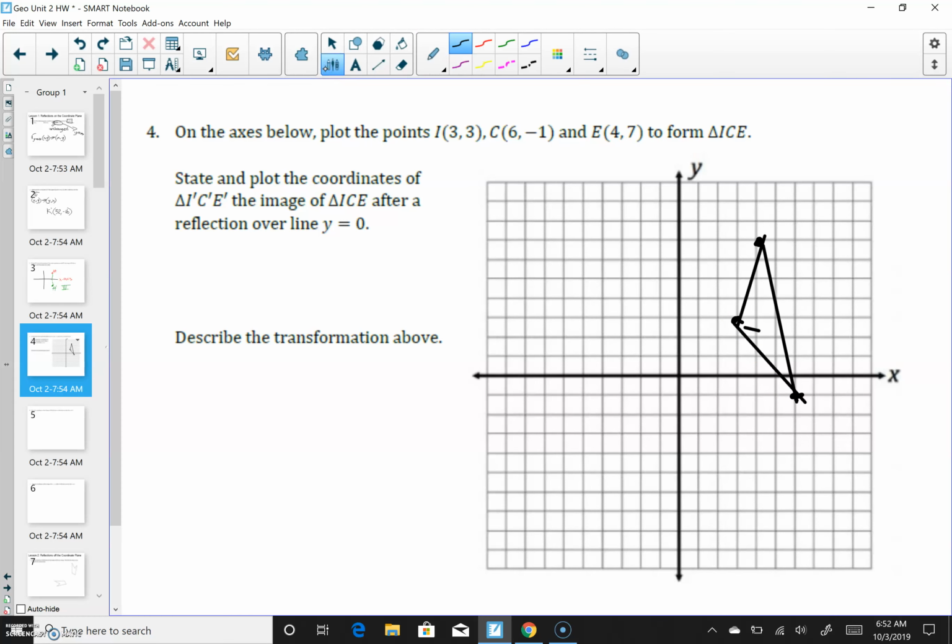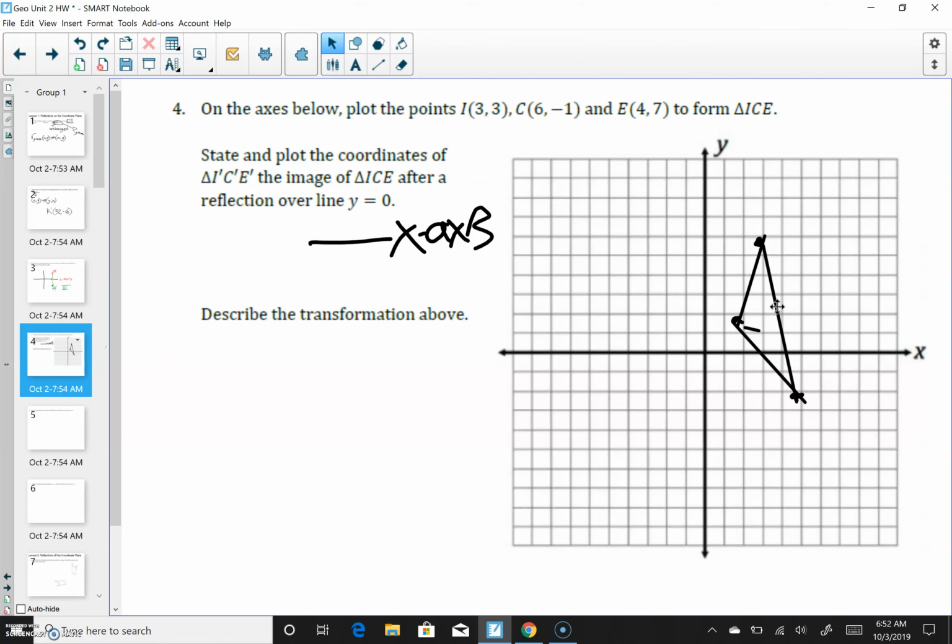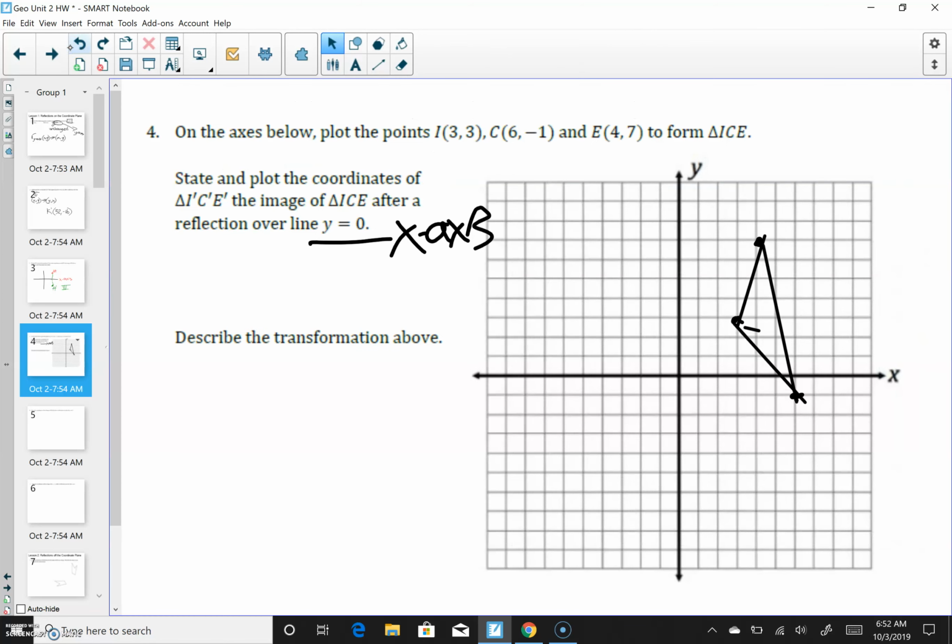Now we want to reflect that over the line y equals 0. Y equals 0 is one that tends to confuse everybody. They see the y part and they think it's a vertical line. But y equals 0 is really just fancy for the x-axis. So we're going to reflect that over the x-axis and we'll see that it's actually going to land partially on top of itself.